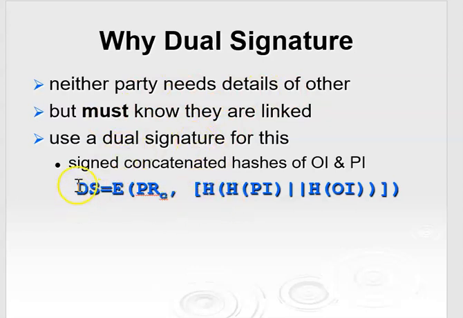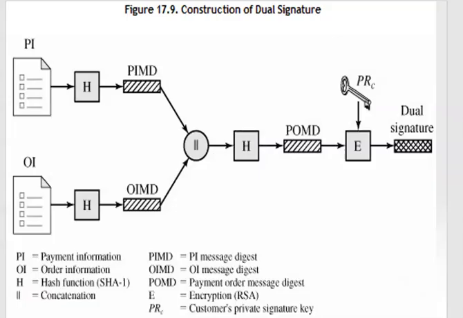And the dual signature is generated. So how is the dual signature generated? DS is encrypted using the private key of the customer, and it is computed over the concatenated hashes of the payment information and the order information, H of PI and H of OI, and again the hash is calculated over these appended hashes.